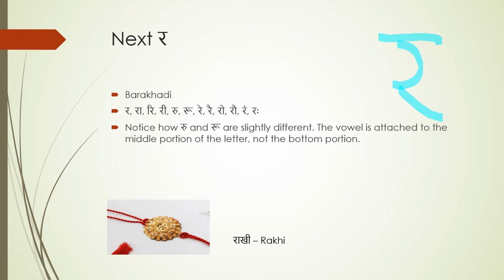The Barakhadi for R is R, Ra, Ri, Ree, Ru, Roo, Re, Rai, Ro, Rau, Ram, Rah. Quite a rolling R. A good exercise for the tongue, isn't it? Now notice the oo sound that gets attached to r. The ru and roo are written slightly different. The vowel is attached to the middle portion of the letter rather than attaching to the bottom portion of the letter. An example of r is rakhi.